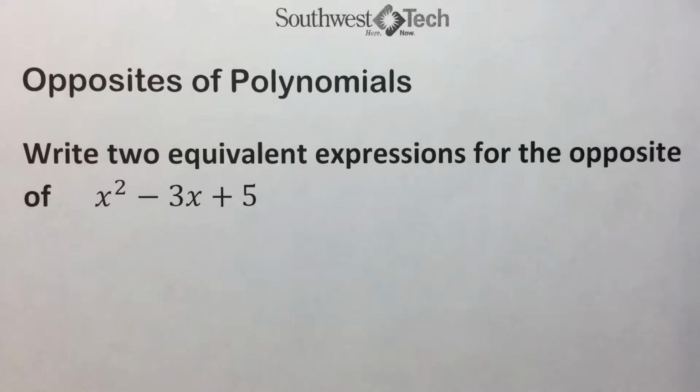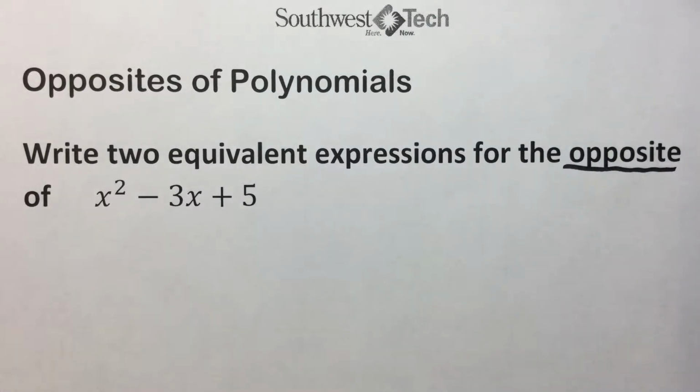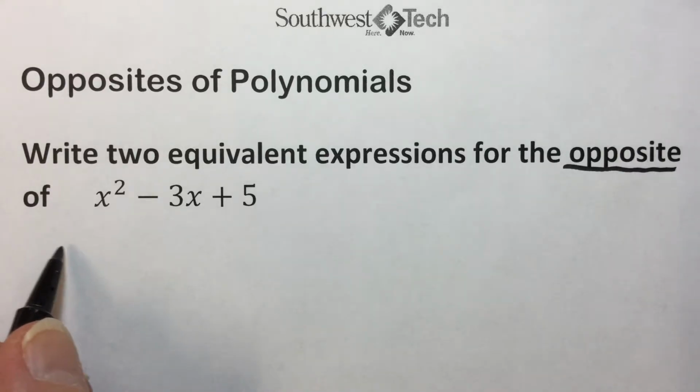To find an equivalent polynomial for the opposite or additive inverse of a polynomial, change the sign of every term. This is the same as multiplying the polynomial by -1. In the instructions here, in this example, it's asking us to write two equivalent expressions for the opposite of this polynomial. One, as I mentioned, is to multiply it by -1.